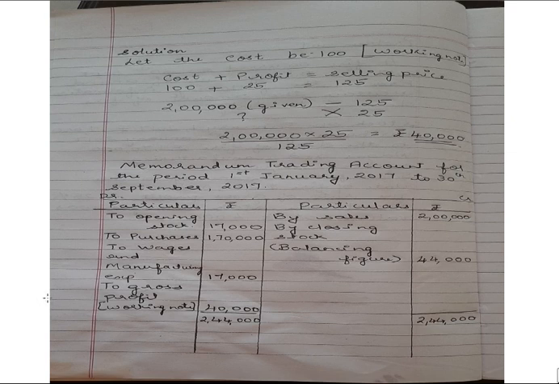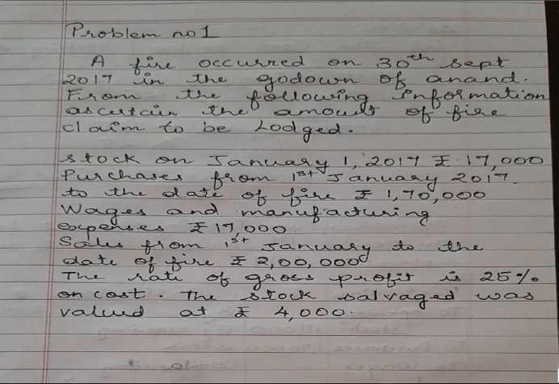Now next what we have to do is prepare a memorandum trading account. See, I have done here the memorandum trading account for the period of 1st January, that is the opening date, 1st January 2017, to 30th September 2017, that is till the date of fire. Now we have to write the other information given in the problem, that is the opening stock. As I have given you the format, you go on writing.